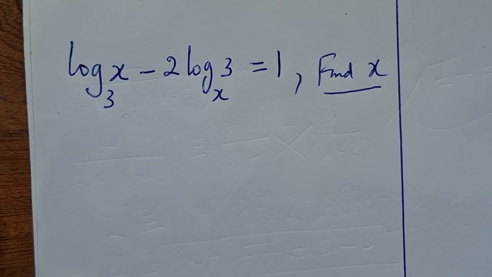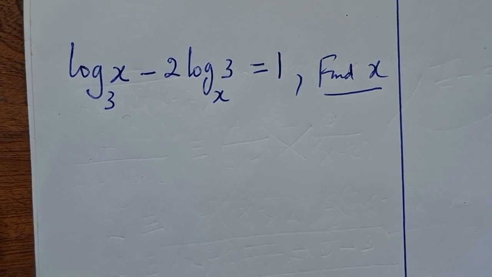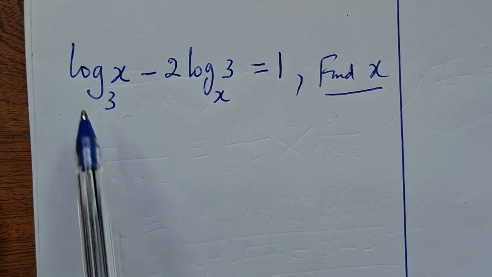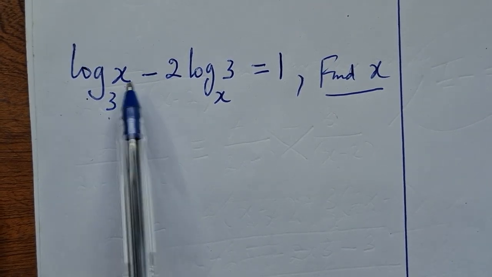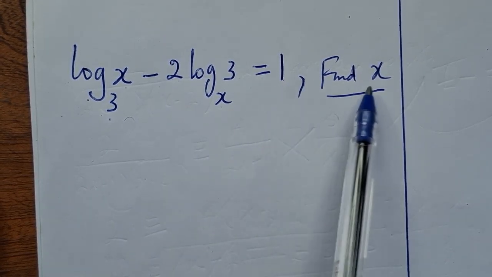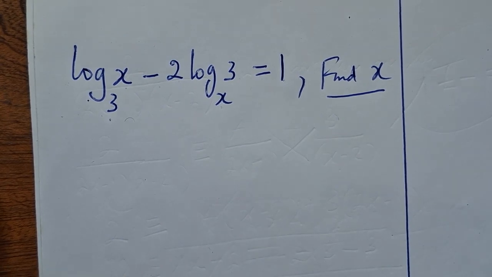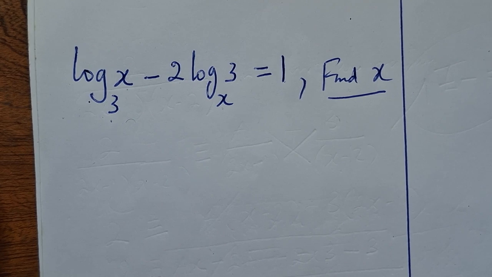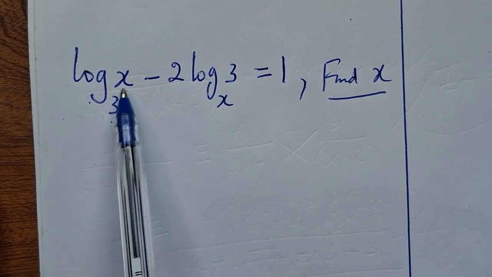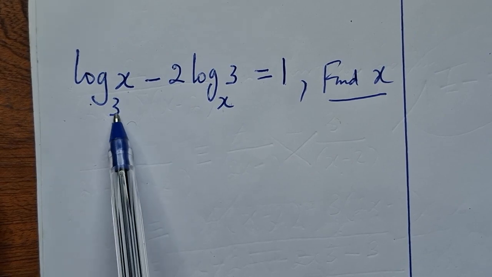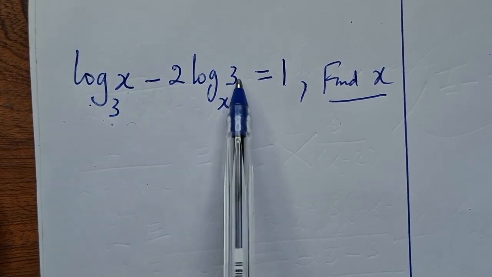Looking at this logarithm expression, we are to find the value of x. The expression is log to the base 3 of x minus 2 log to the base x of 3 is equal to 1. First, if we look keenly at this expression, we will see that there is a different base here. This is log base 3 of x, this is log base x of 3.